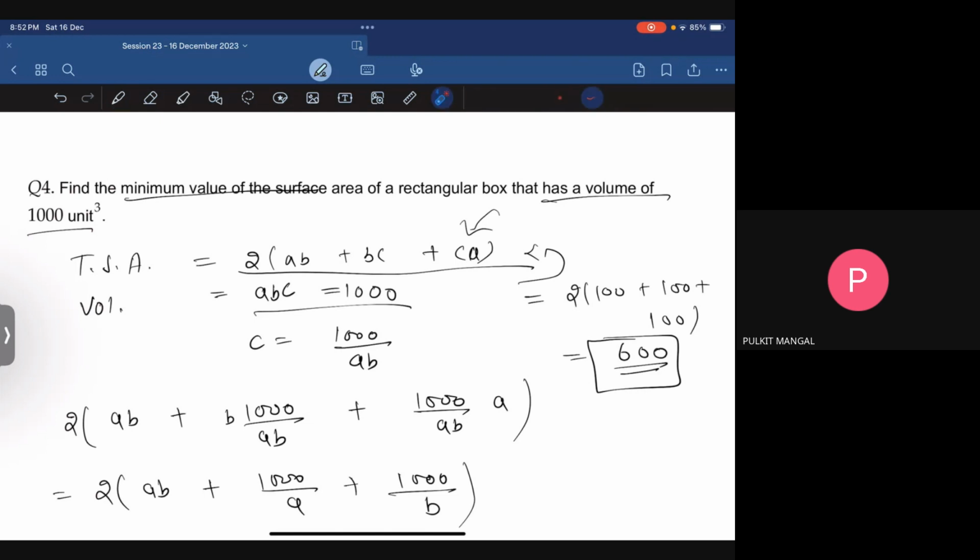Any doubt in this question? Pulkit, don't take me wrong. If there is any other shape given, will they supply the surface area formula as well?